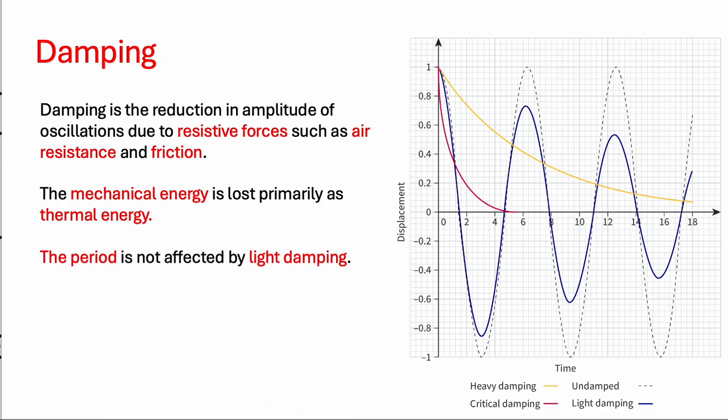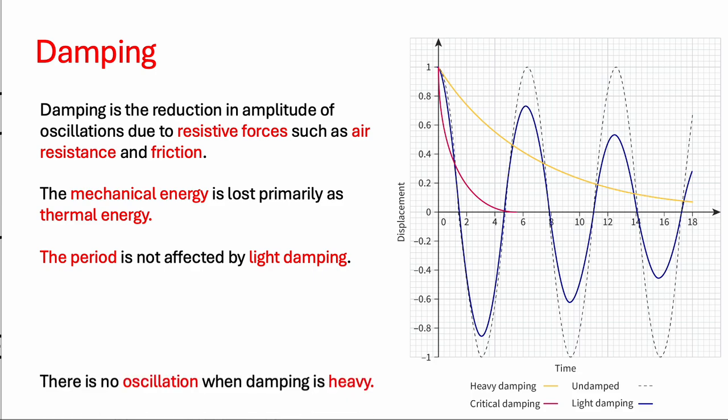You'll notice that the light damping, compared to the undamped case, has a very similar kind of profile. We have a wave, and crucially a wave which has got the same frequency, same period as the undamped case. So that's an important point to make, that we have constant period. We just have a declining amplitude, and that will eventually hit zero after a few oscillations.